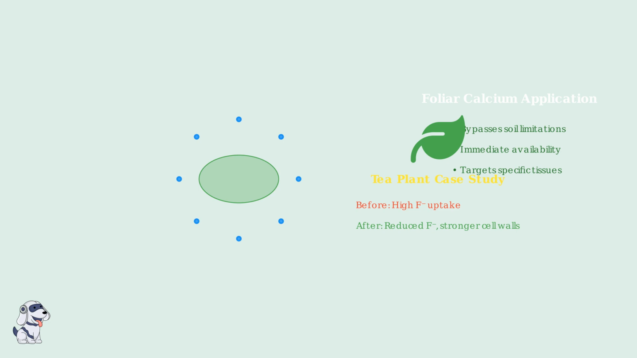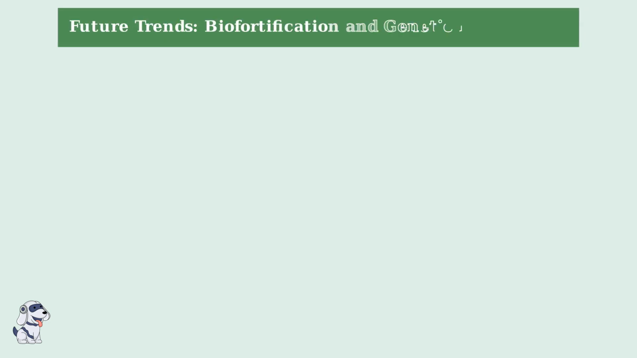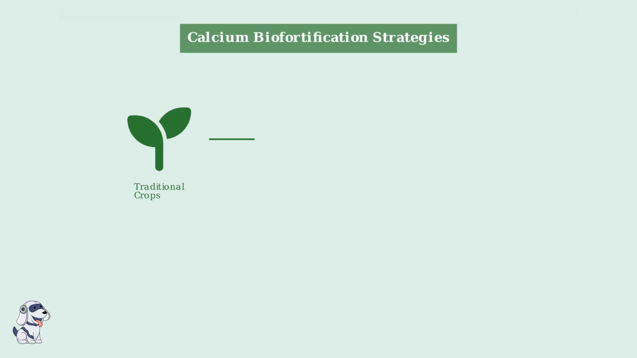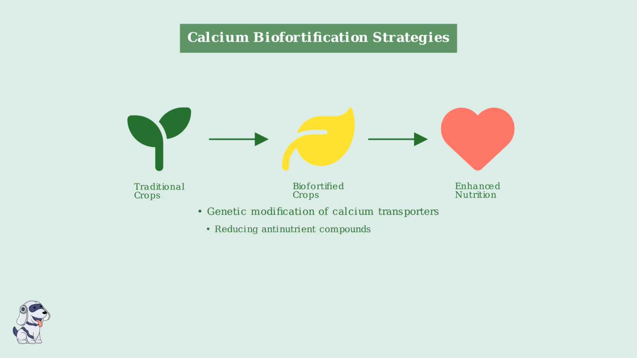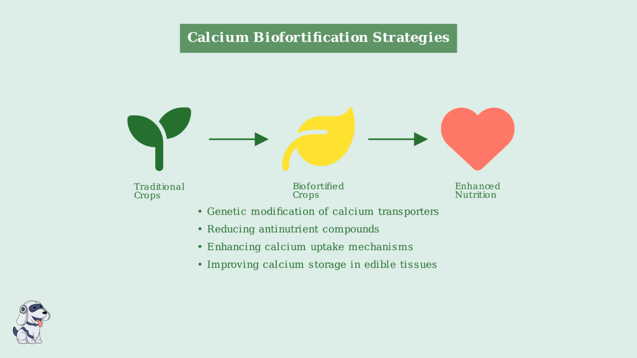Understanding these factors is crucial for optimizing calcium nutrition in agricultural and horticultural systems. The future of calcium research in plants is rapidly evolving, with cutting-edge technologies opening new possibilities for enhancing crop nutrition and resilience. Calcium biofortification represents a promising approach to address nutritional deficiencies in crops. Scientists are developing multiple strategies to increase calcium bioavailability in food crops. Key biofortification strategies include genetically modifying calcium transporters, reducing compounds that block calcium absorption, enhancing natural uptake mechanisms, and improving calcium storage in the parts of plants we eat.